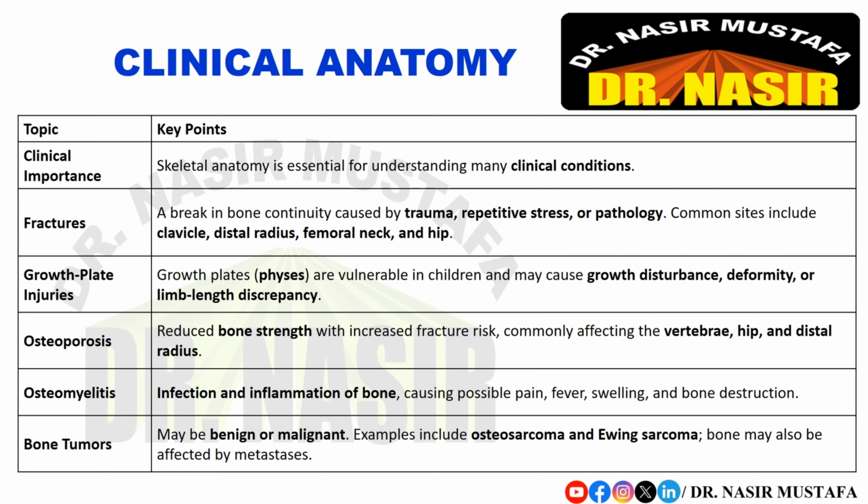Bone tumors. Bone tumors may be benign or malignant. Examples of primary malignant bone tumors include osteosarcoma and Ewing sarcoma. Bone can also be involved by metastatic disease originating from cancers elsewhere in the body. Clinical presentation may include persistent bone pain, swelling, pathological fractures, or an incidental finding on imaging.